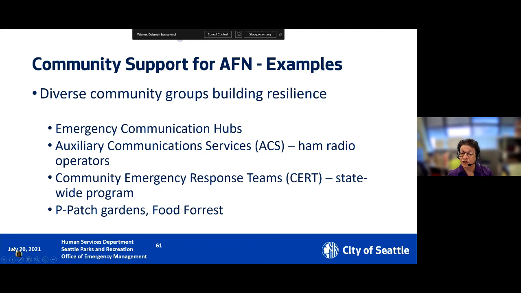We also have available community emergency response teams, or CERT. This is a statewide program, and they provide training and exercise opportunities in disaster skills, such as search and rescue and first aid. And lastly, but certainly not least, I like to recognize some of our volunteer food resources, such as Pea Patch Gardens and the Beacon Hill Food Forest. In a major disaster, these kinds of neighborhood resources could become critical support for people with access and functional needs.